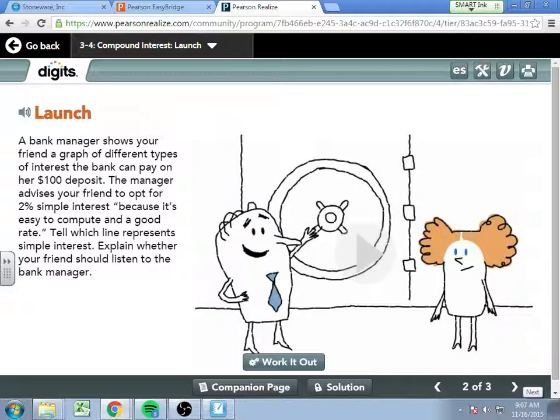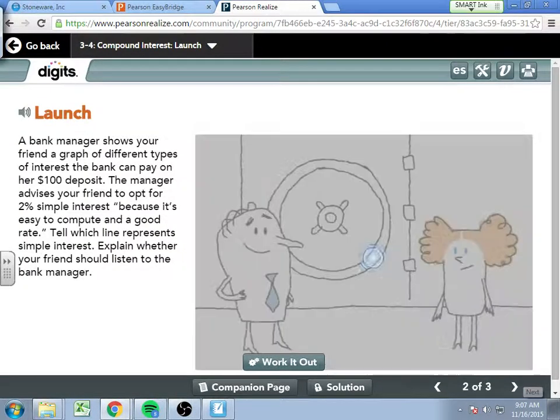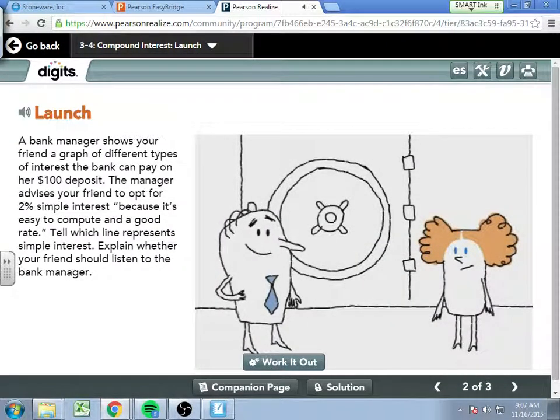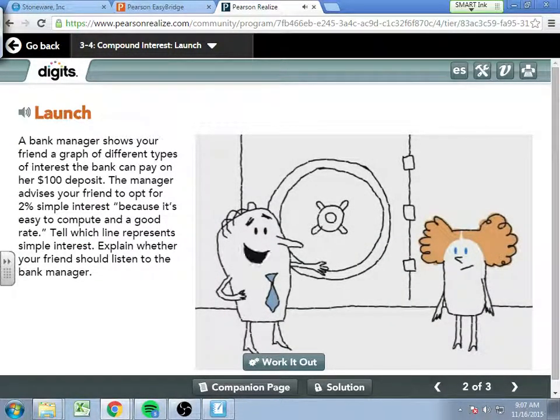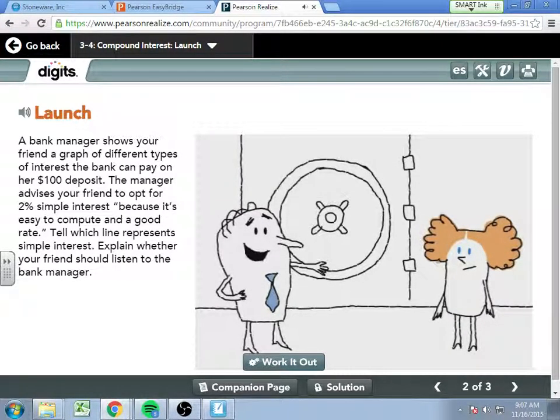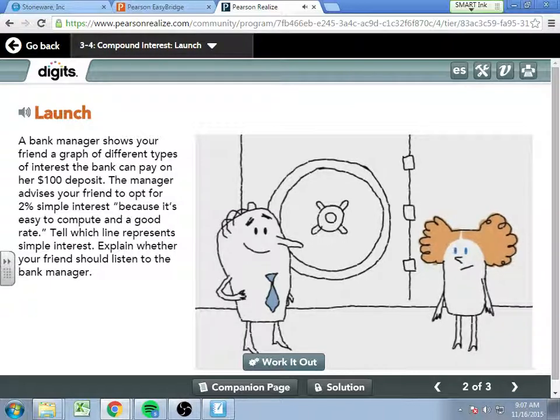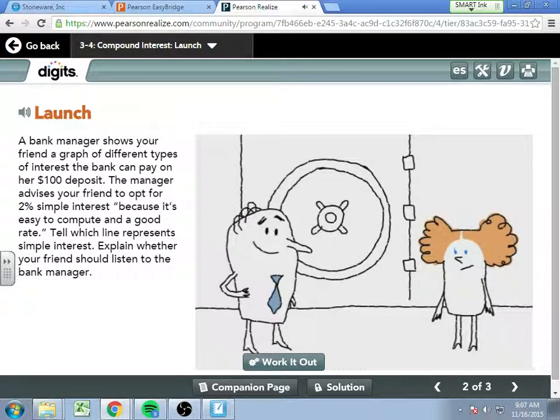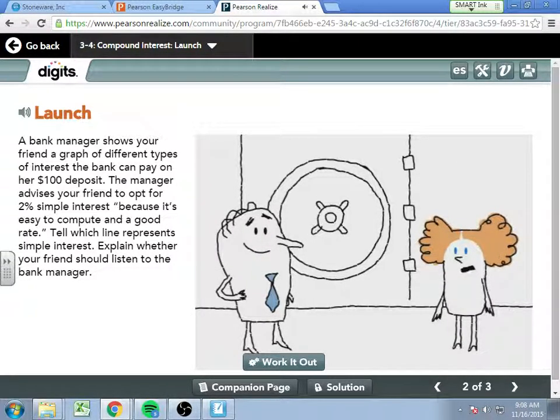Today, we switch to compound interest. I can see that this decision is hard for you. Choosing the right account is tough. Here's my advice. Take the 2% simple interest option. It's easy to compute, and that's a good rate. You'll always know exactly where you stand. I don't know. That sounds good, I guess, but I don't know.